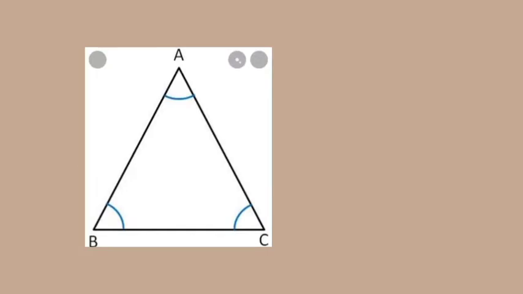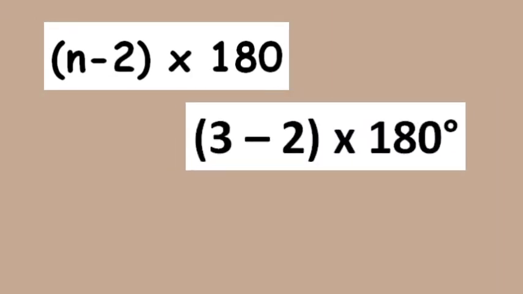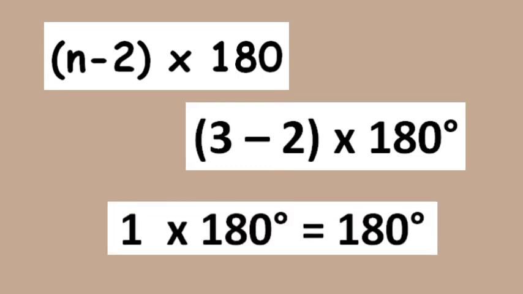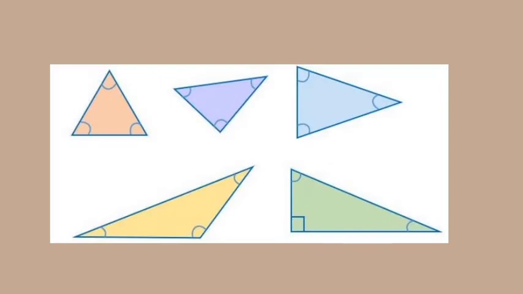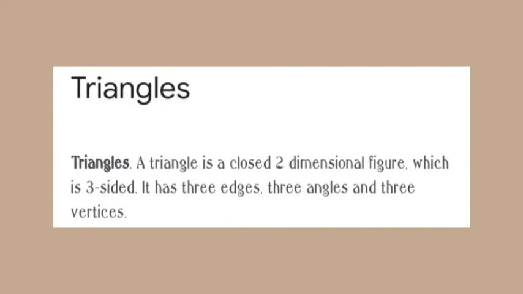So we all know that a triangle has 3 angles, so let us substitute 3 for n to determine the sum of the angles. So 3 minus 2 equals 1. 1 multiplied by 180 equals 180 degrees. Based on our solution, a geometric figure having 3 angles has the sum of interior angles of 180 degrees. And basing on the definition, a geometric figure having 3 angles or 3 sides is considered a triangle.